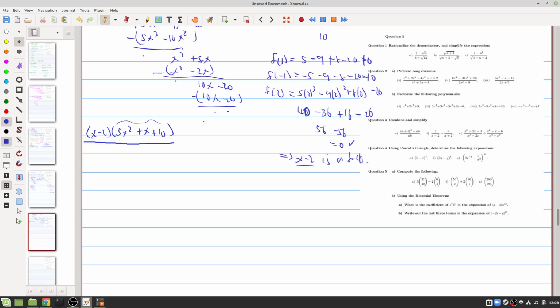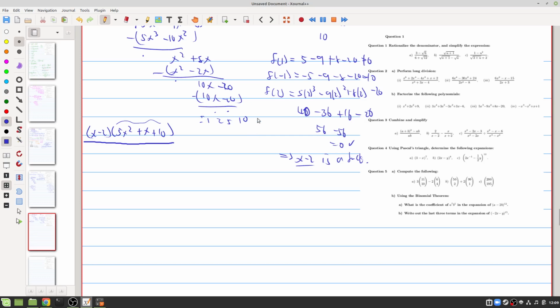You can always try all the values. So it's all the factors of 5 and 10, so 1, 2, 5, 10, plus or minus, and you can try all of these to see if you get something that gives you 0, but there won't be anything that gives you 0. So that's our final answer.